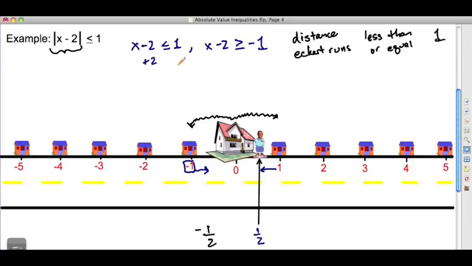So I add 2, I add 2. X is less than or equal to 3. I add 2, I add 2. X is greater than or equal to 1. And there's my answer. So what I'm going to do in part 2 is check that answer to make sure that it works. And then we're going to do another example.